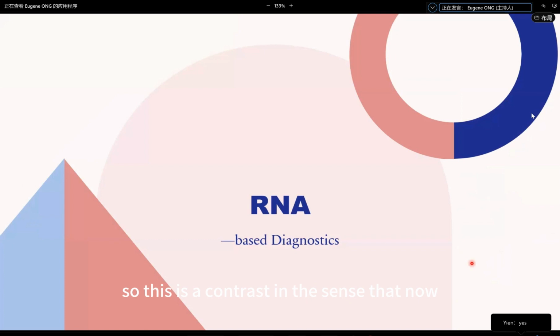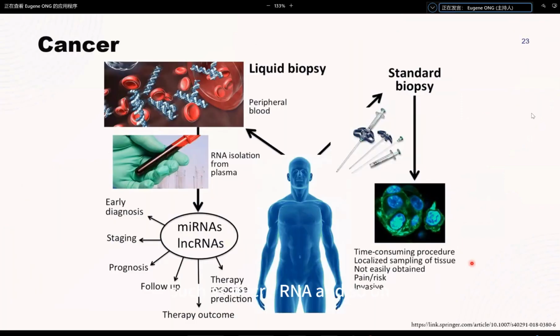So this is a contrast in the sense that now we are focused on non-coding RNAs, which means not transcriptomics, but rather looking at those different types of RNA molecules, such as microRNA and so on. So as with standard diagnostic methods today, because a lot of our biomolecules come from the blood, we can start by collection of the blood, and these days we call it liquid biopsy because it is a biopsy that is using blood, which is liquid, rather than tissues or solid matter.